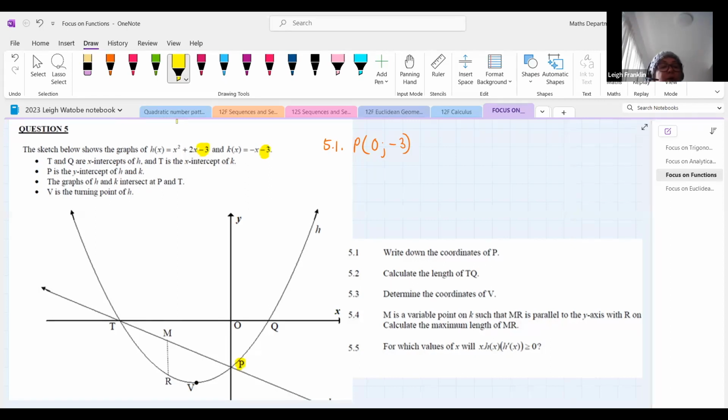We were told that they intersect at P and T. So if they intersect at P and P is the y-intercept, then the -3 over here and the -3 over there, that is your y-intercept value. So you don't want to go and throw away any marks here because you didn't write it as a pair of coordinates. Okay, let's look at the next question. The length of TQ. So when they say the length of TQ, what do they really want us to calculate?